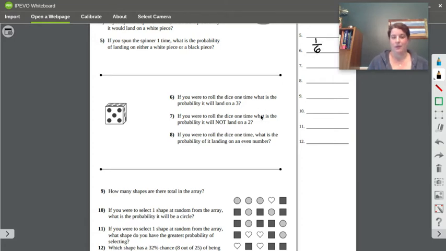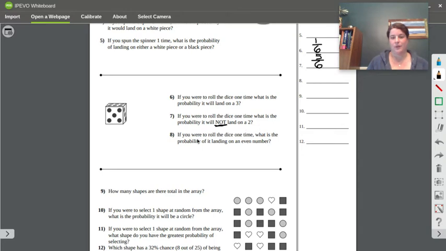How about number 7? If you were to roll the dice one time, what's the probability it will not land on a 2? With probability questions, they are some of the most important questions to read closely because, especially as we get into more complex probability, it really hinges on just 1 or 2 words how this is all going to go. So we see this word not. That means what's the probability that we'll land on 1, 3, 4, 5, or 6? The sides we're measuring are the 5 other sides. So it would be 5 out of a total of 6 sides. So you're pretty likely to not land on a 2.